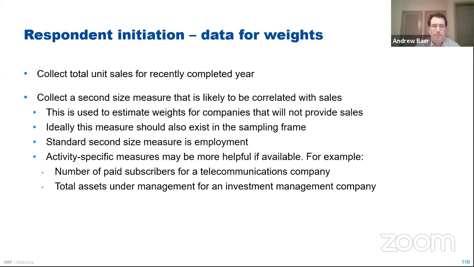So I've talked before about how I think it's a good practice to collect total unit sales for the most recent completed year as the basis of the item weights we collect from the company. It's also a good practice to collect a second size measure that is likely to be correlated with sales. Again, it's not always mandatory, but this is a good practice. The reason you do that is that you can then use this data to estimate weights for companies that don't provide sales.